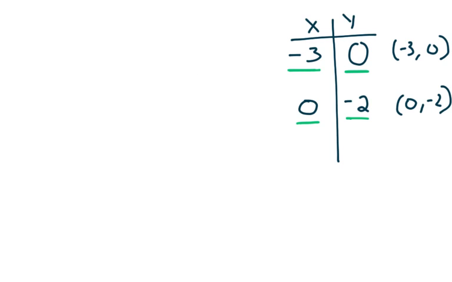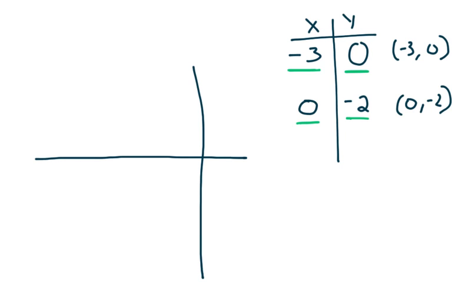And last but not least, I just want to return to this conceptual idea of what this means. We are given a graph. This is my x and this is my y. Now we have 2 ordered pairs. So what does this mean? This means that when x is negative 3, so this is our negative 3 hash mark, then y is 0. So y is 0 here, so we would put our point there.